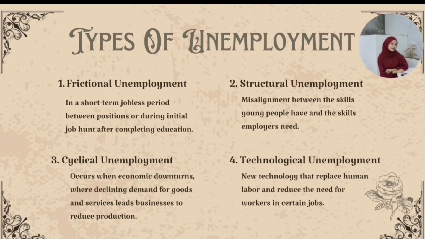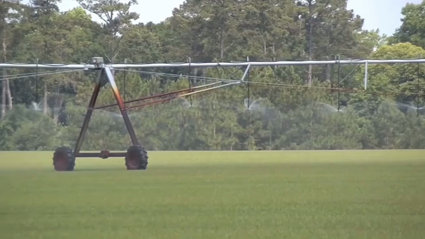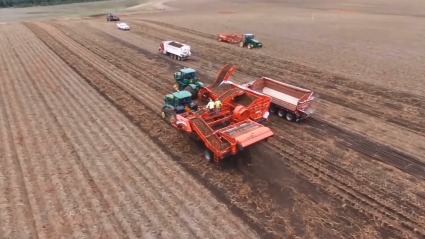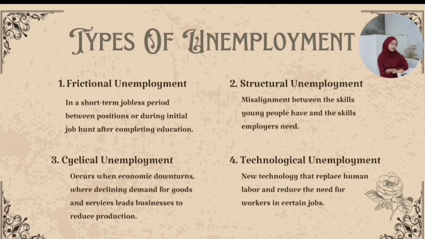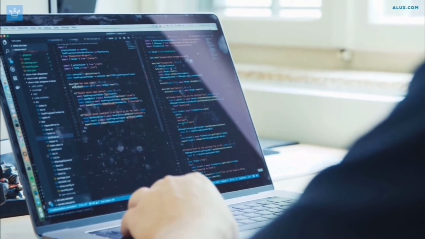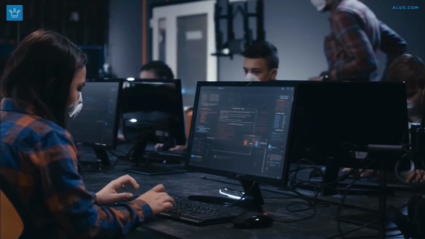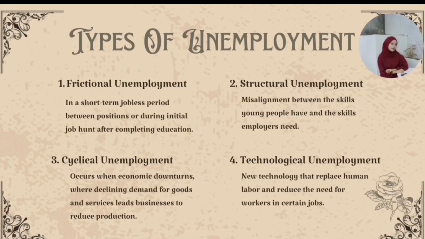So the last one is technological unemployment. New technology replaces human labor and reduces the need for workers in certain jobs. It also sets new production methods that require workers who have digital literacy and technical skills. A lack of digital skills can cause young people to miss out on valuable job opportunities.